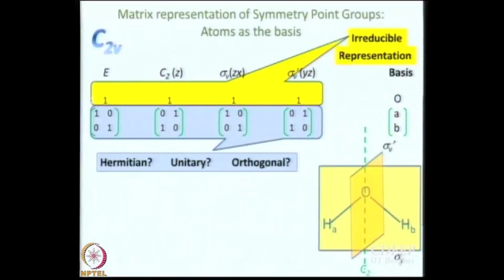[1 0; 0 1] is of course very boring, a unit matrix, but [0 1; 1 0], is it a Hermitian matrix? Is it a unitary matrix? Is it an orthogonal matrix? Let us work it out. What is the transpose? Well, if it is unitary, then it will be orthogonal, of course, right, because it is a real matrix. So, first let us work out the transpose. [0 1; 1 0], what is the transpose? It is the same. So, A equals A dagger or A transpose, what would you call it? Hermitian. So, yes, it is Hermitian.